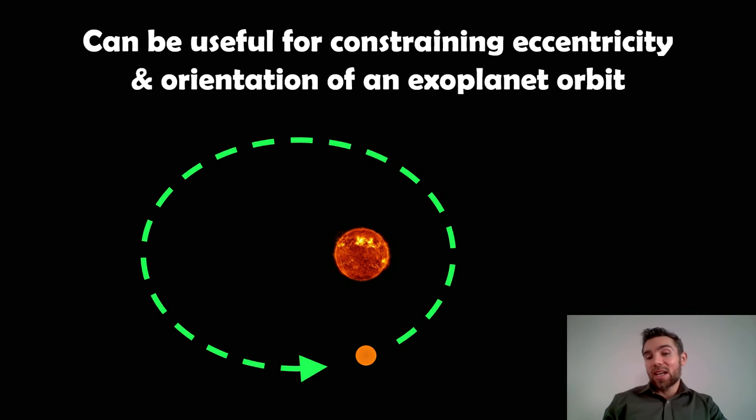So it's interesting how much information you can actually get just from that dip in brightness of the star by the exoplanet. You can get the orbit, you can get the size of the planet, you can get the orientation of that inclination, get loads of information just from the light that it blocks out from that star.